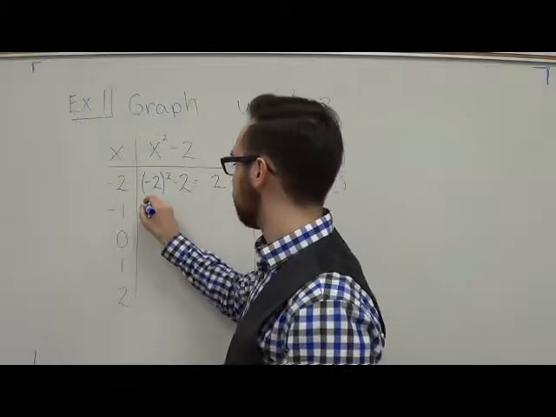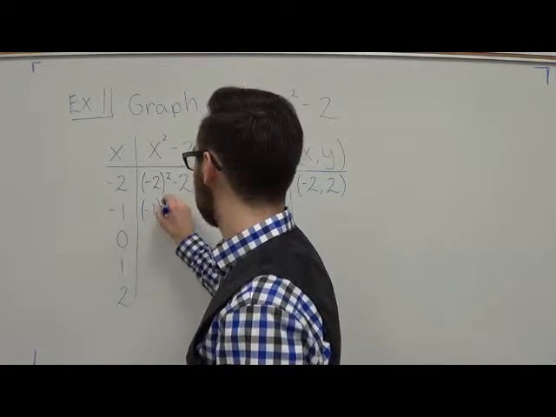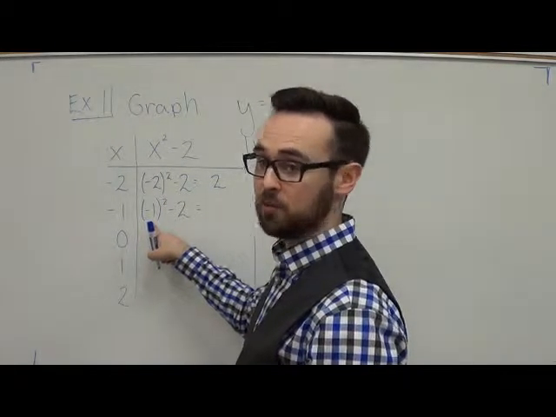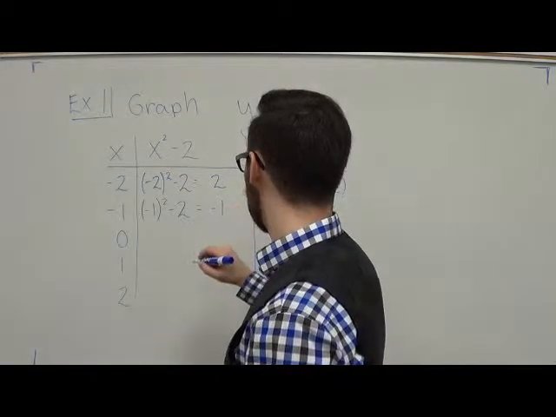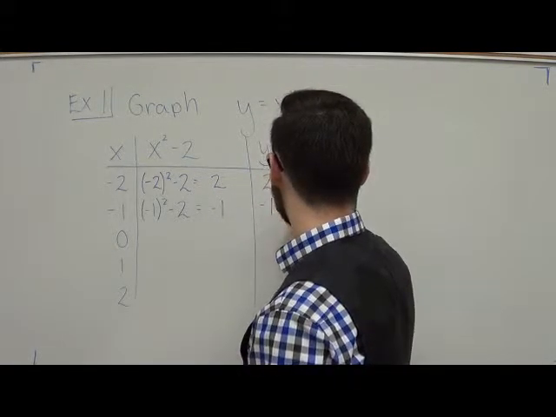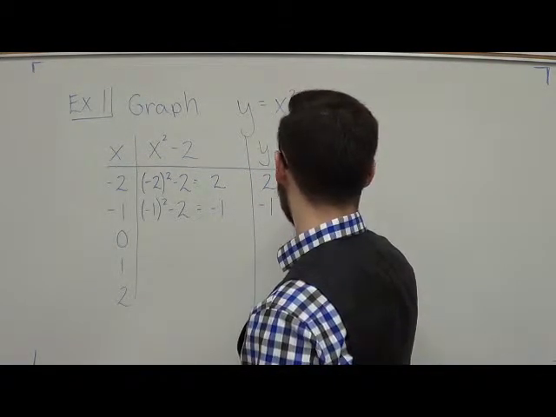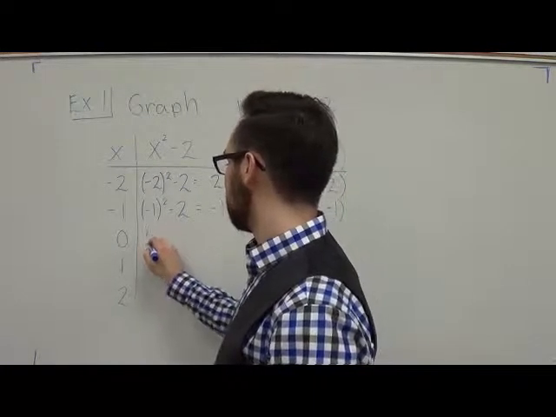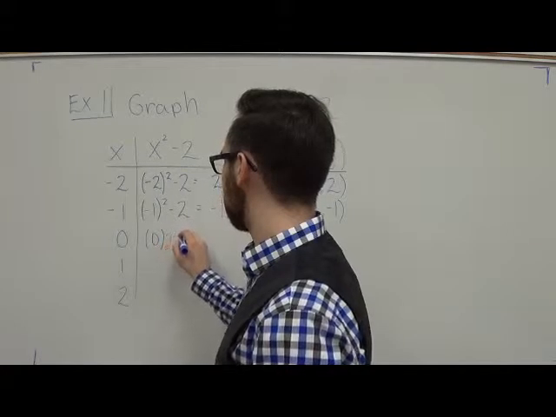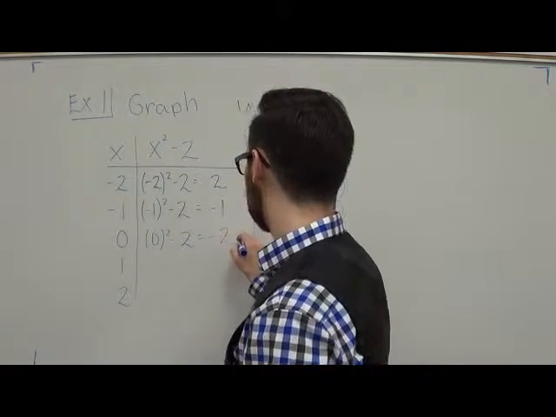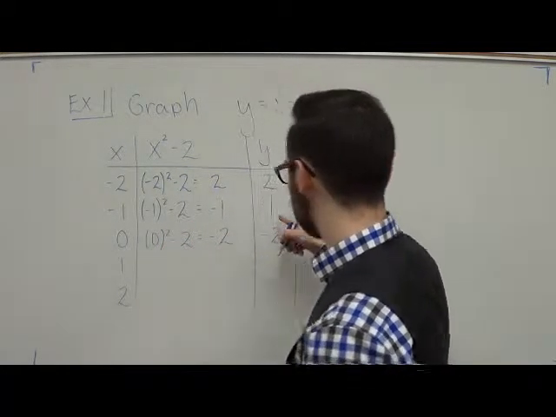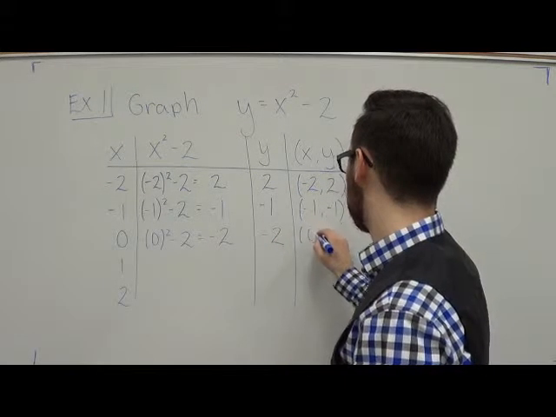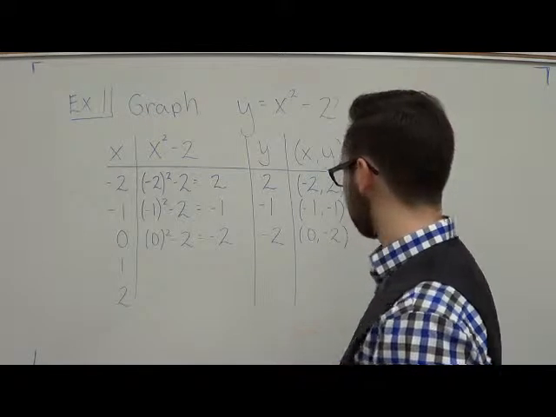Let's go ahead and do -1. So -1 squared minus 2. So -1 times -1 is a positive 1, minus 2 is a -1. So we get -1, -1. Now if I plug in a 0, 0 times 0 is 0, minus 2. It's going to give us a -2. So we're still decreasing, 2 to -1 down to -2. So this point is 0, -2.